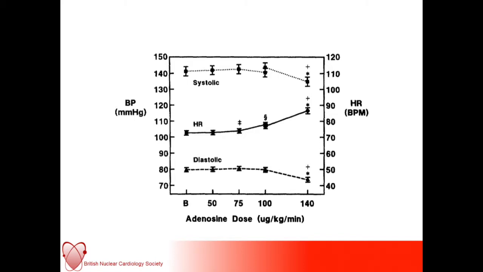When we give adenosine, and the usual regime is 140 micrograms per kilogram per minute for 6 minutes, the changes in heart rate and systolic and diastolic blood pressure are modest, such that it can be hard to tell if the patient has been adequately stressed. If there are symptoms, then you might also assume that they've been stressed.